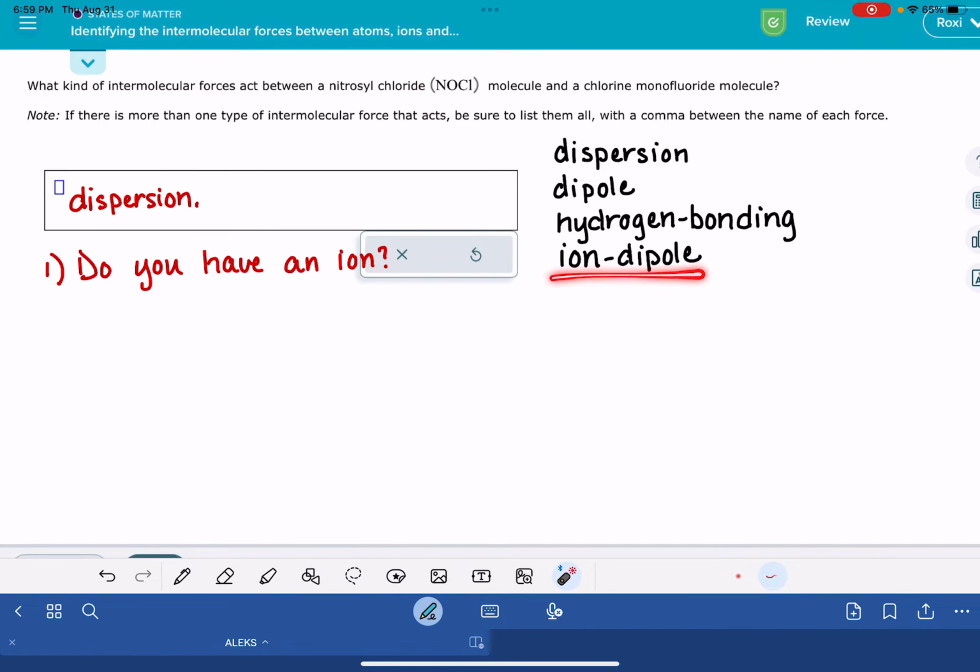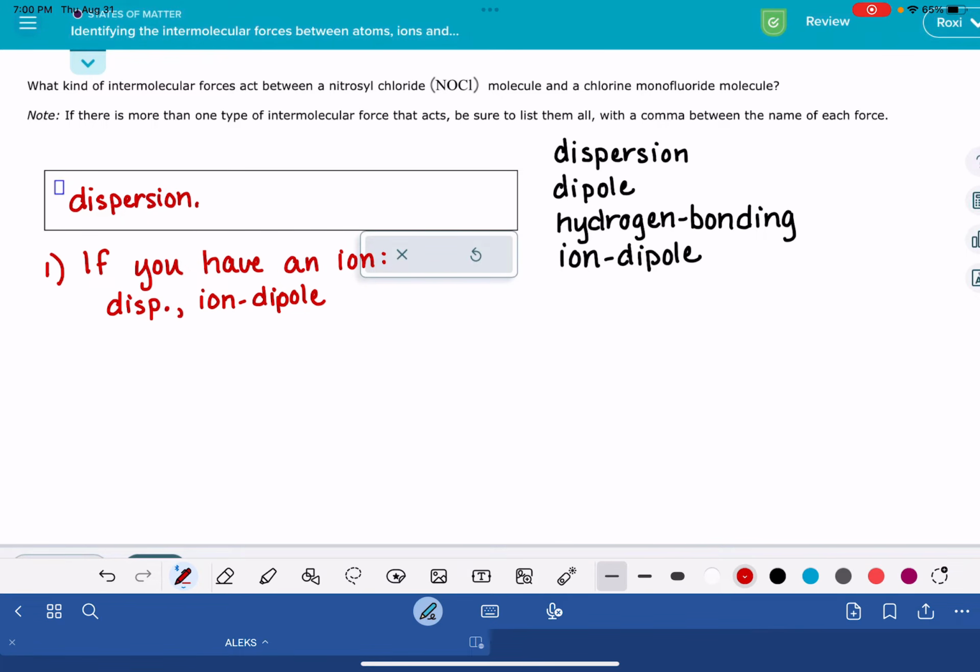If you have an ion, so I'm actually going to change this to say if you have an ion, then you are going to have the dispersion forces, because everything has that. I'm just going to abbreviate it, DISP. You are going to have the ion dipole force as well. The ion dipole IMF is the IMF that exists when you have an ion. So those are your two.